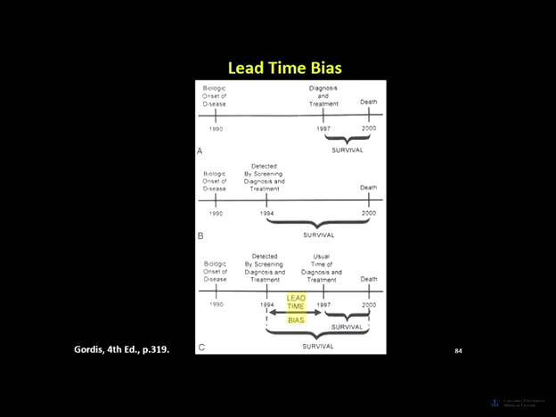The biological onset of disease was the same, but this person was detected by the screening program. "You have lung cancer" now in 1994, and then they die in the same year, but what's counted as their survival time is much longer. That's the lead time. The lead time is the interval between when they would have been diagnosed anyway and the extra time that the screening test added on.